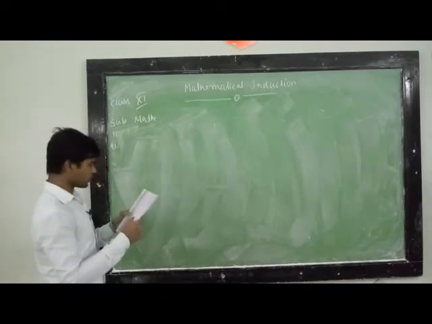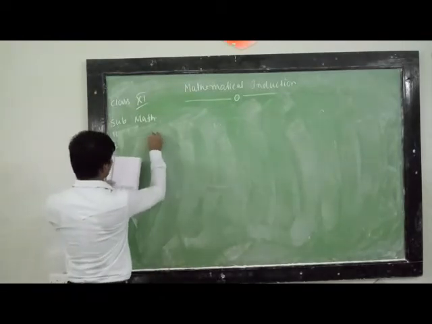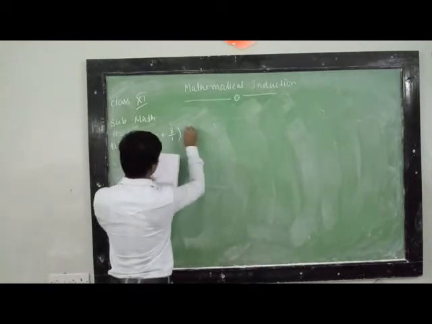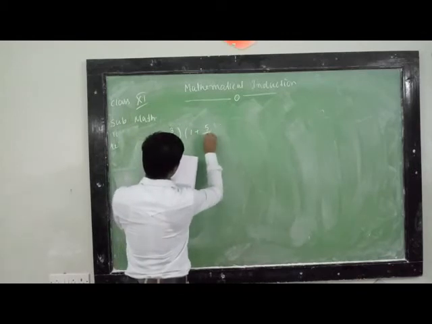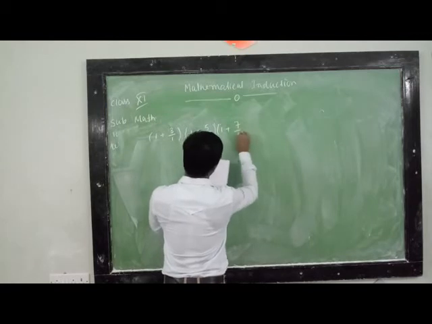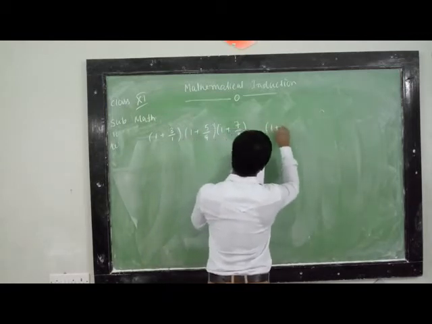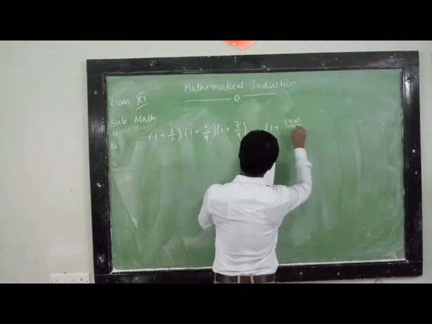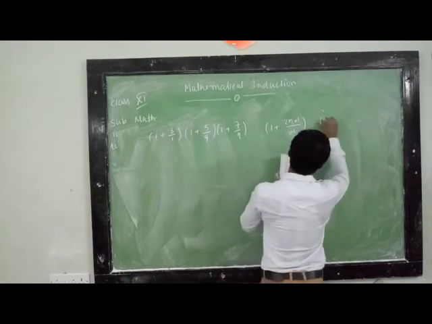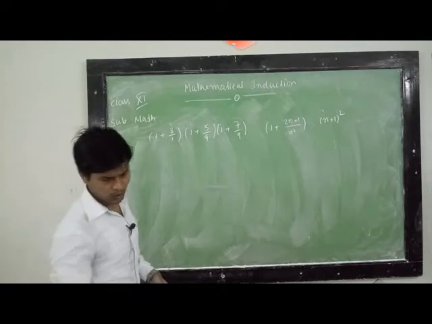So here question number 13 is, we have to prove (1 + 3/1)(1 + 5/4)(1 + 7/9)...(1 + (2n+1)/n²) is equal to (n+1)². We have to prove this.